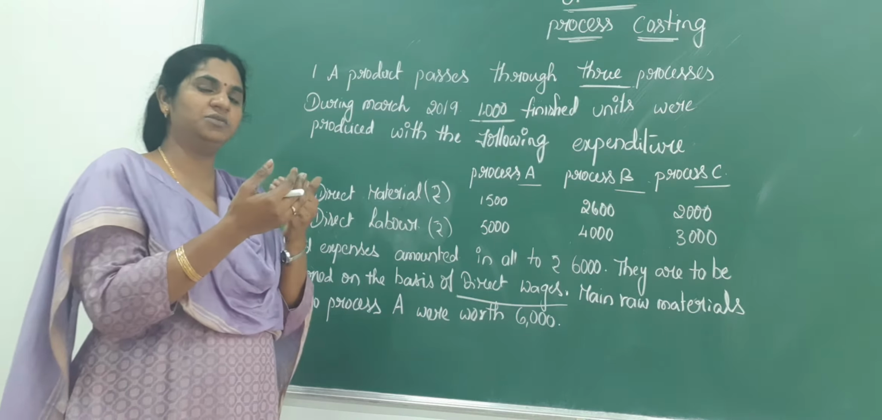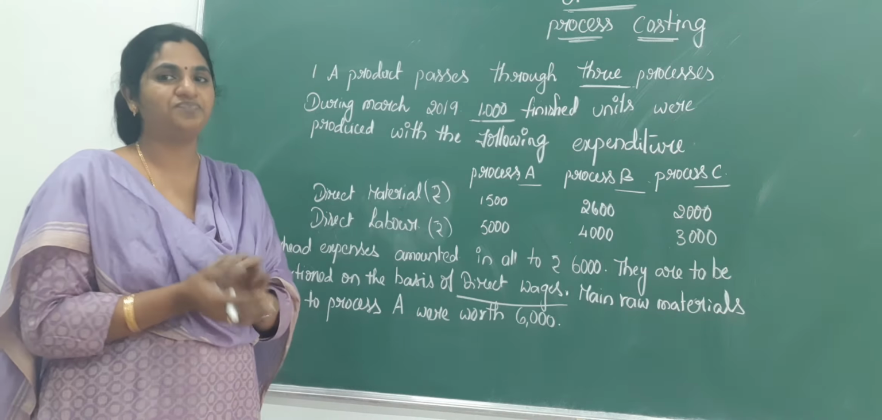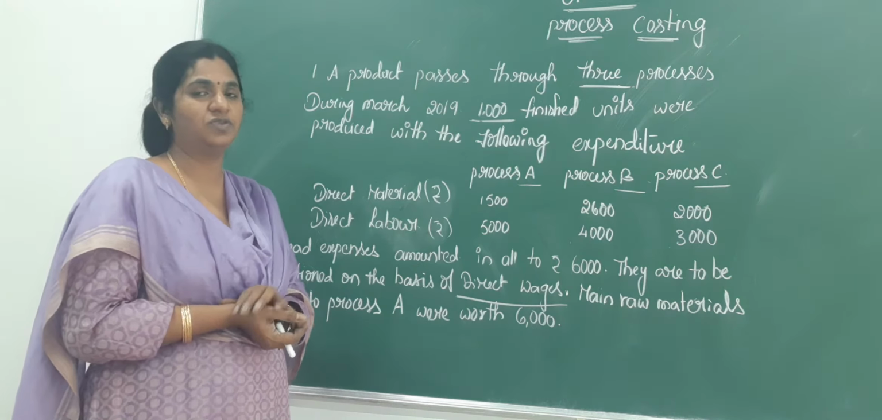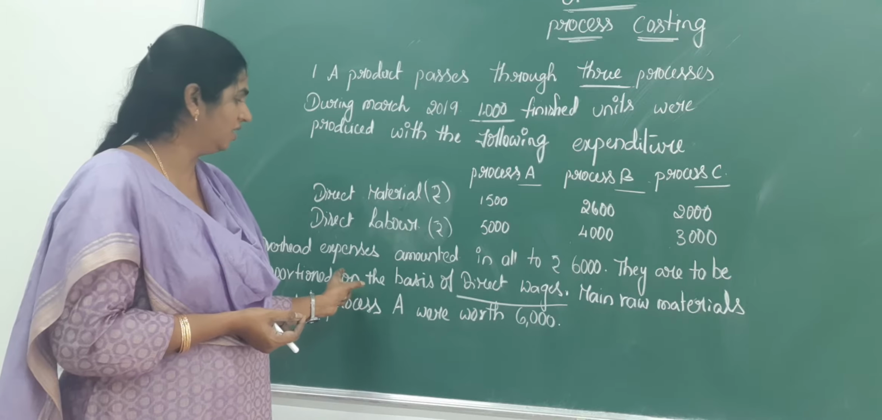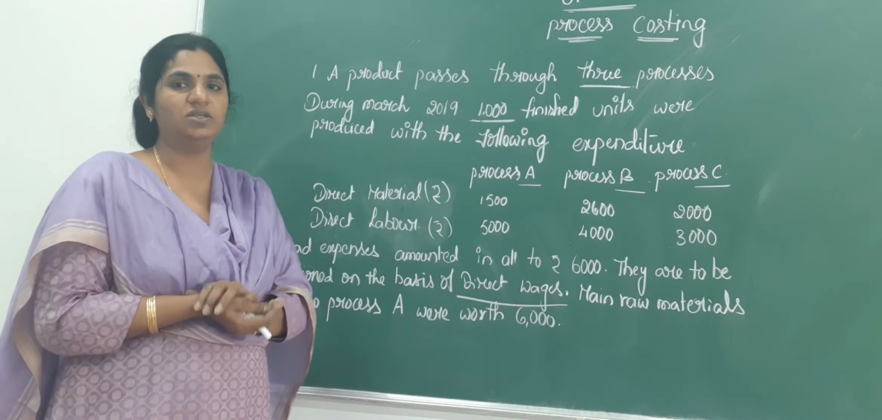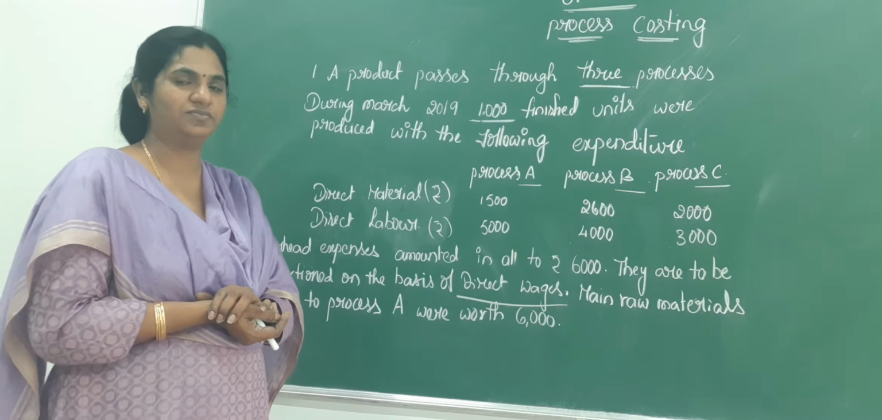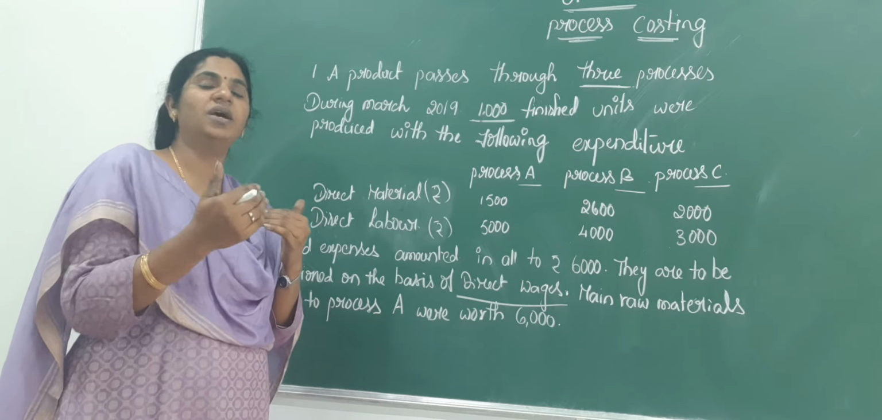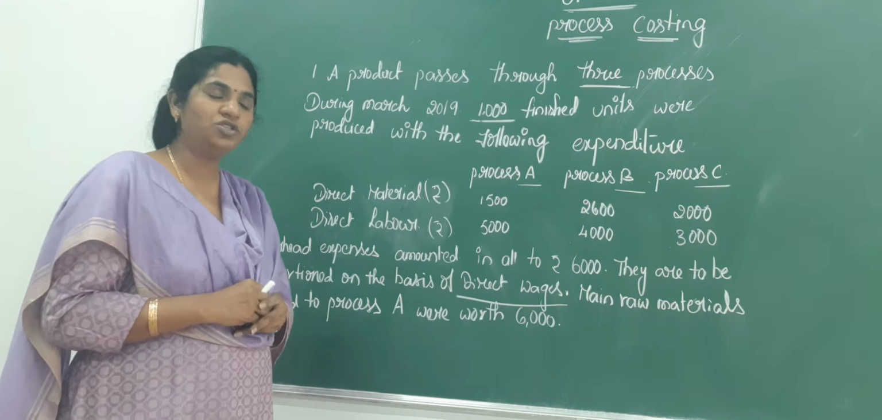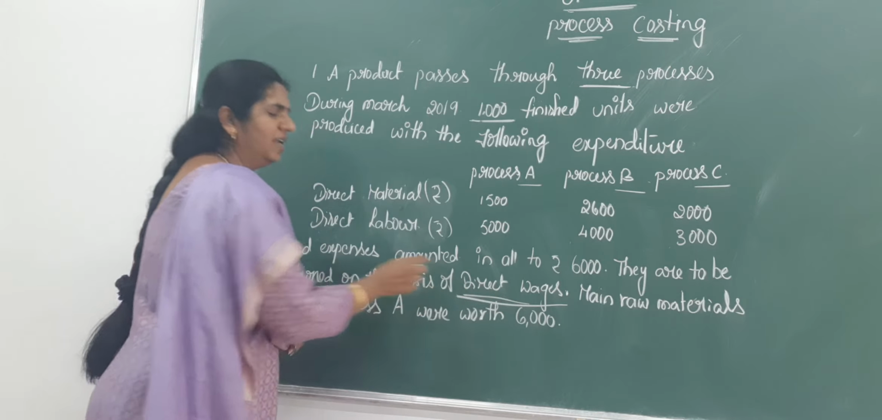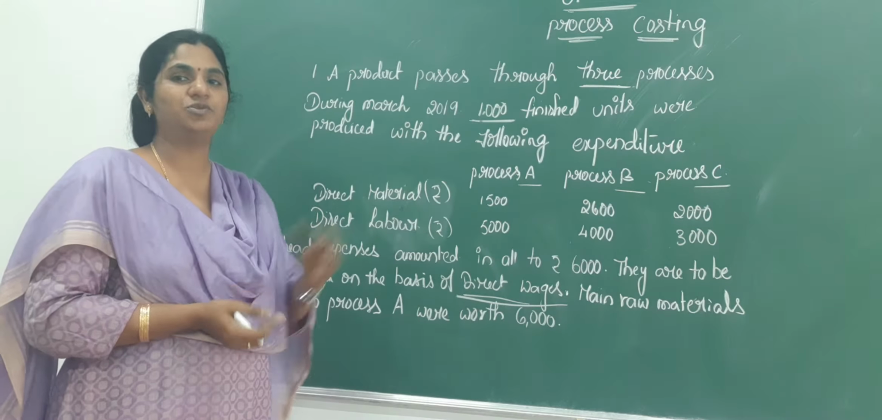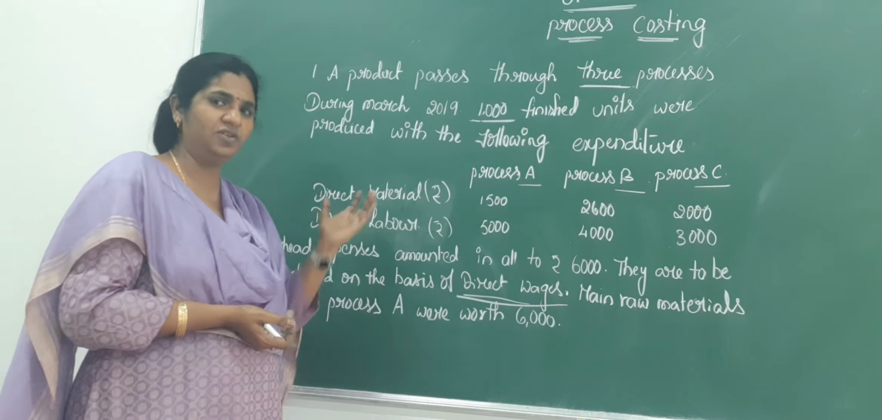With only direct material and labor, we cannot calculate the process unit cost. So we need to take overheads also. The total overall overheads for the three processes is 6,000 rupees. These overheads for process A, process B and process C are apportioned on the basis of direct wages, as we have done in problems in previous units.